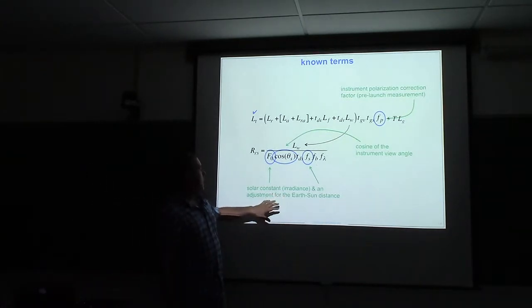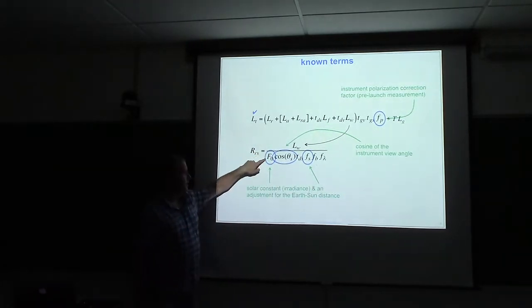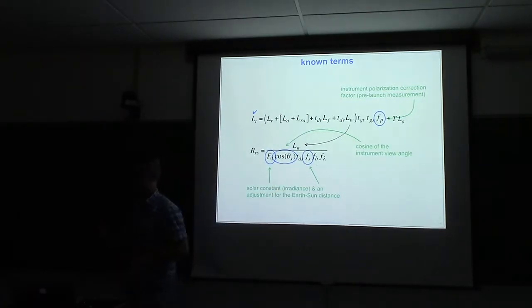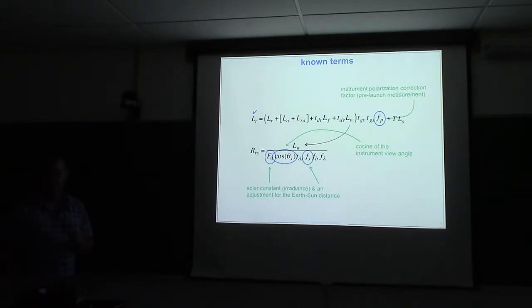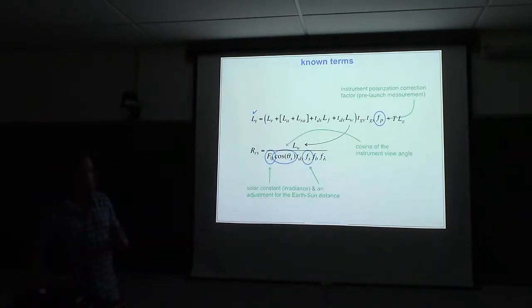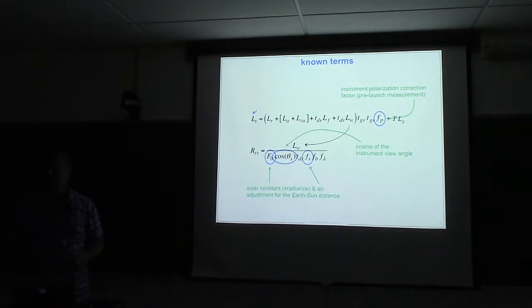Other terms are real simple. Cosine of the instrument view angle is here. This is the solar constant in irradiance, and this is just an adjustment for the fact that the sun and the earth are not a constant distance from one another. Any questions on that? Because that's the easiest one here. Solar zenith angle, thanks. Sarah, yes. My typo.